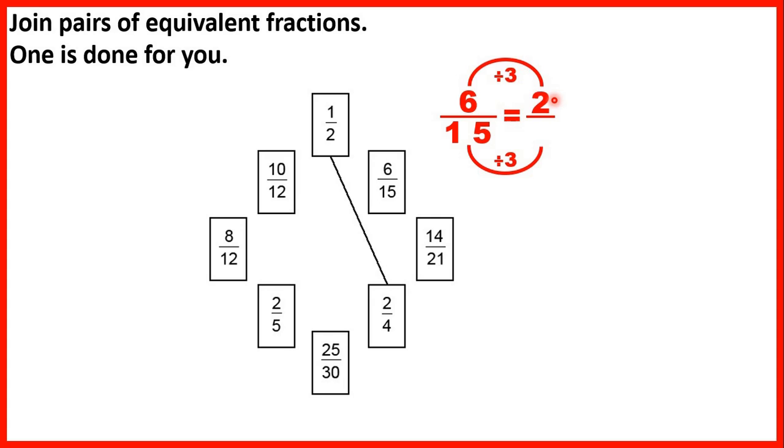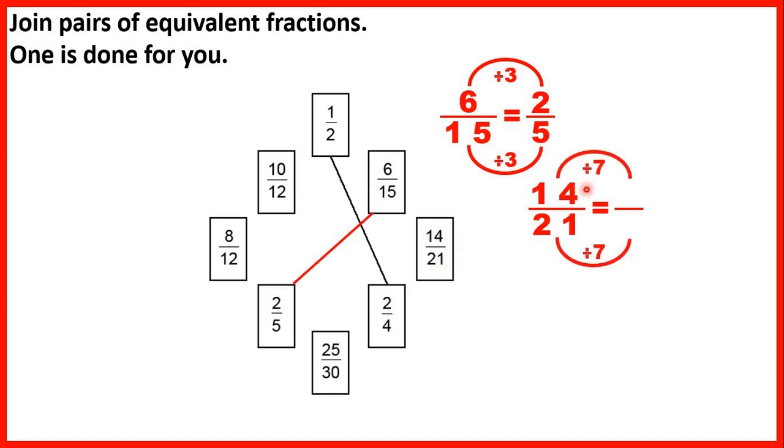6 divided by 3 is 2, 15 divided by 3 is 5, so we found that 6/15 is the same as 2/5, so we can match these fraction cards here. Now we have 14 over 21. We can simplify this because 14 and 21 are multiples of 7. So if we divide both the numerator and denominator by 7, we get 2/3.